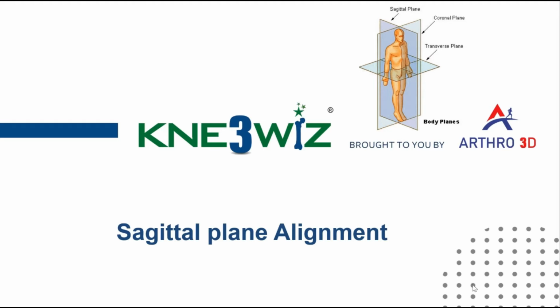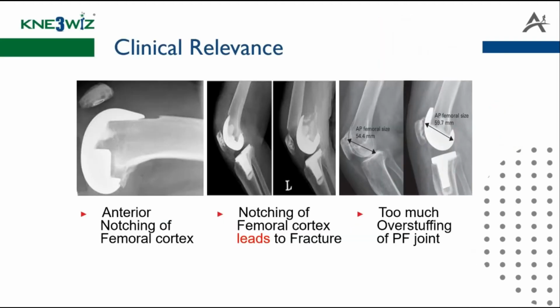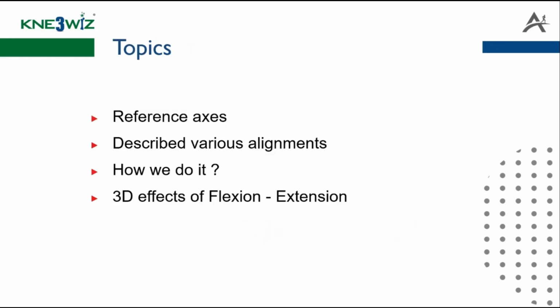Sagittal plane planning plays an important role in the function and longevity of the joint. Too small a component would lead to notching and catastrophic periprosthetic fractures. Too large a component can overstuff the compartments, leading to pain and loss of function. The topics to be discussed are reference axis, describe various alignments, how we do it, and 3D effects of flexion and extension.